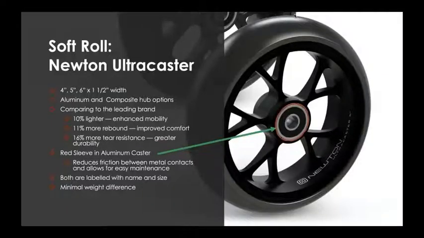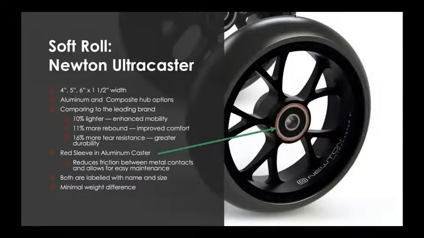So the other thing we have is the Newton Soft Roll, or the Newton Ultra caster, which is a soft roll caster that is proprietary to Motion Composites. It is branded as Newton, so you can use it on any chair. It comes in 4, 5, and 6 inch. It's 1.5 inches wide. And then you have the option of an aluminum and composite hub. So there's a couple of differences between some of the other soft rolls. It's about 10% lighter than some of the leading soft rolls.